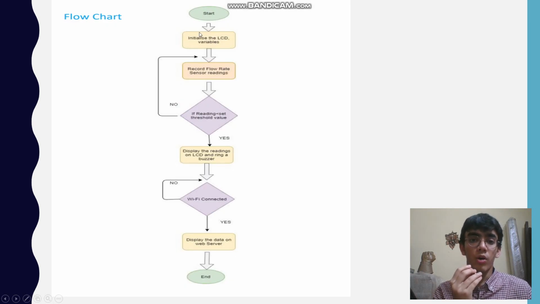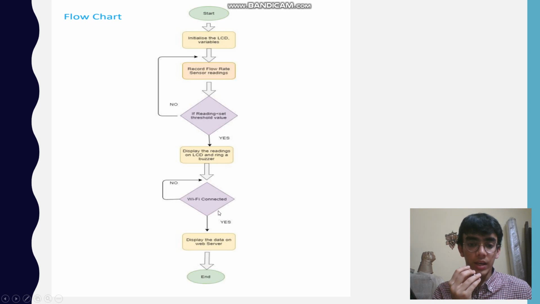The flow chart of this blockage detection process is as follows. Initialize the LCD and all its variables, and then every second we record the flow rate sensor readings. If this reading is less than the set threshold value, this implies that there is a blockage present in the pipe. So we display the readings on the LCD screen and ring a buzzer, and then we check if the Wi-Fi is connected or not with the 8085.